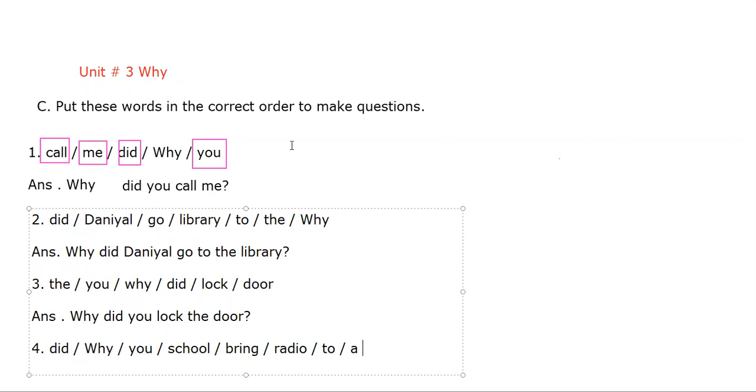Yes, who wants to reply to this? Write in the chat box. If you want to answer, write in the chat box. Answer this. Why did you bring the radio to school? There is one mistake. Yes, who would answer this? Hamza, Javed, Hassan Ali.